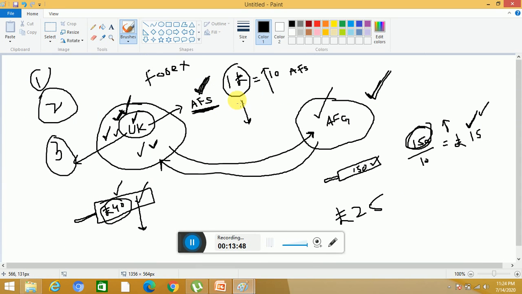Now what happened? What was the exchange rate? 1 pound is equal to 10 Afghanis. Means you are giving 10 Afghanis to buy 1 pound. Now what will happen? The demand for Afghanis will increase. So because of this, now 1 pound is equal to 8 Afghanis. Afghani becomes more valuable. Previously you were paying 10 Afghanis to buy 1 pound. Now you are paying 8 Afghanis to buy 1 pound. This thing happens in the market.